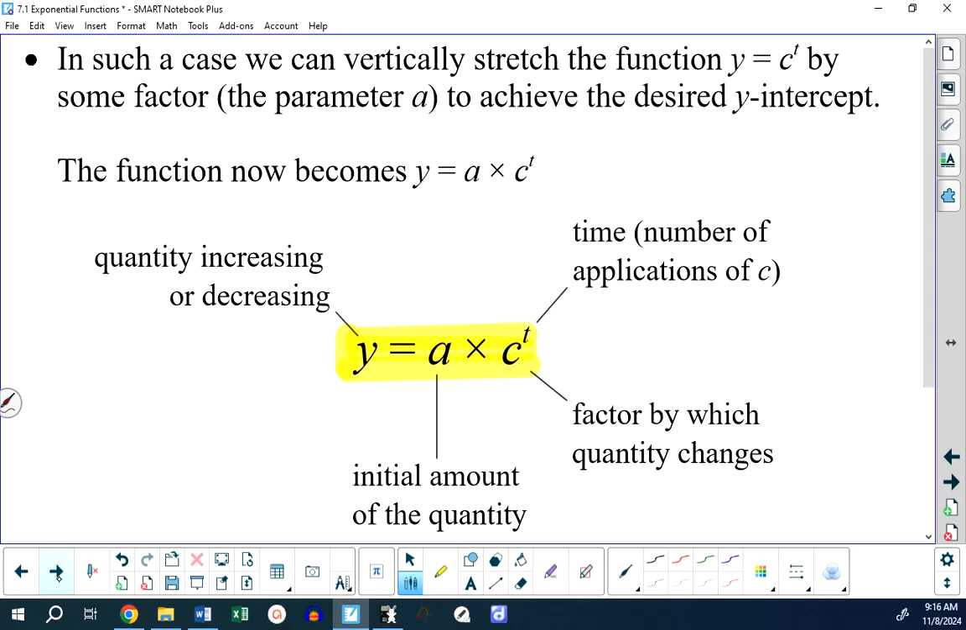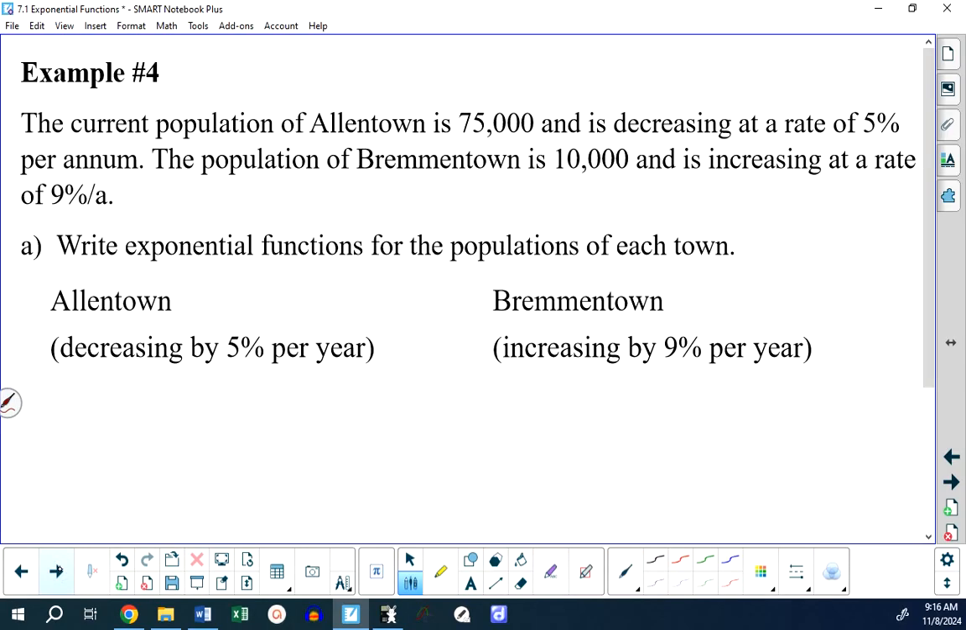What was the factor by which things change in our very first example today? 3. In the second example, 1/2. All right, so now we're going to do one final example. And that will leave you with, I believe, about 10 minutes to practice some of these.